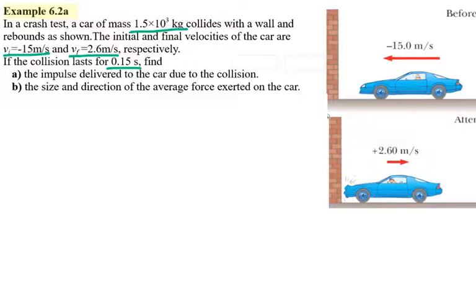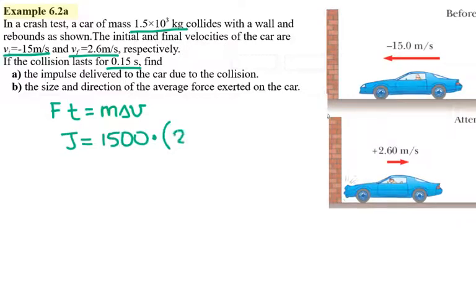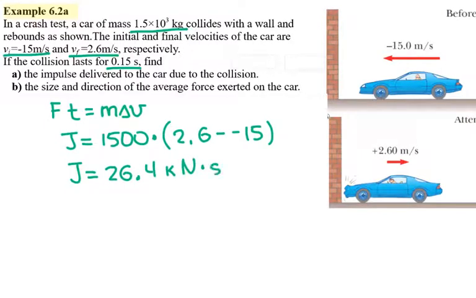So to calculate the impulse, again, I'm going to write the formula. Force times the time is equal to mass times change of the velocity, and plug in my numbers. So the impulse is equal to the mass, which is 1,500 kilogram, times change of the velocity. The final velocity is 2.6 to the right, minus initial velocity, negative 15 to the left. And so the impulse is equal to 26.4 kilo, which means 1,000 newton seconds.